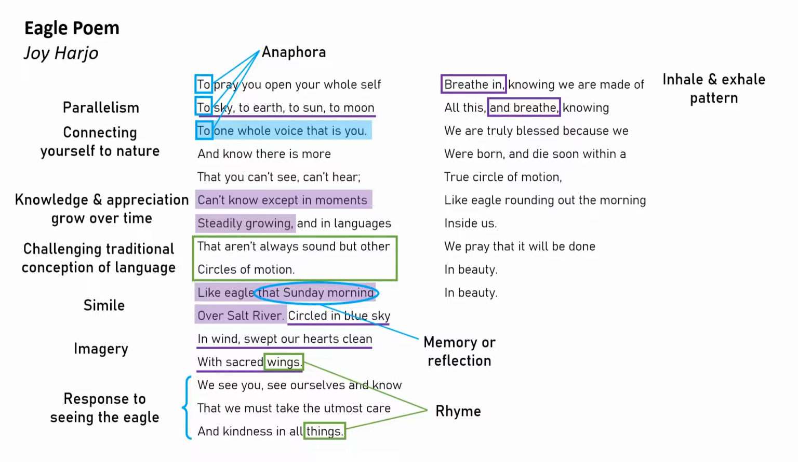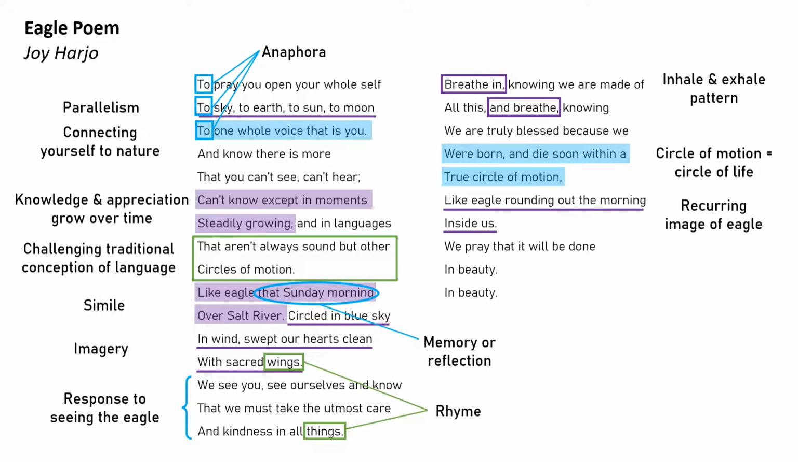This highlighted section indicates that the circle of motion the speaker mentioned before represents the circle of life, which has an ending and a beginning for the individual, but it allows the world as a whole to keep going. The image of the eagle pops up again, showing that the eagle isn't just an animal to be admired, it's a symbol of our inner peace.